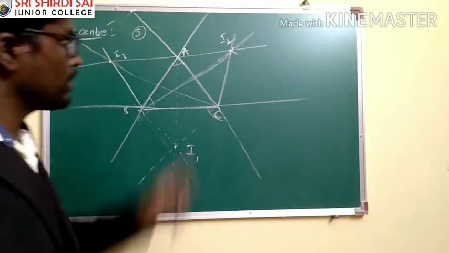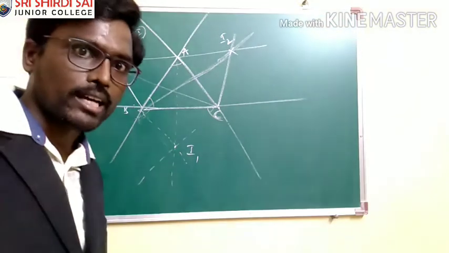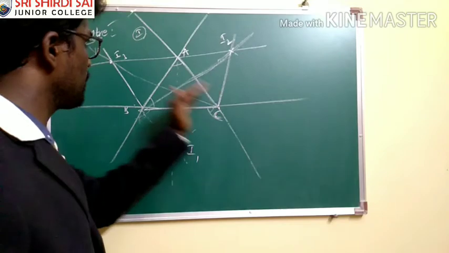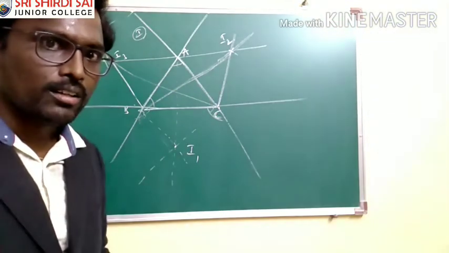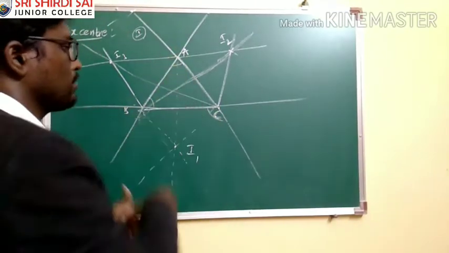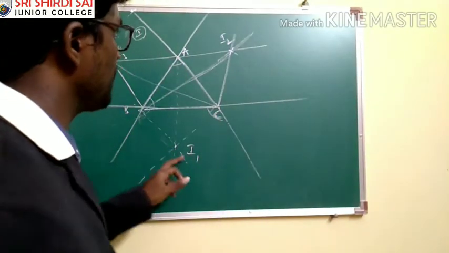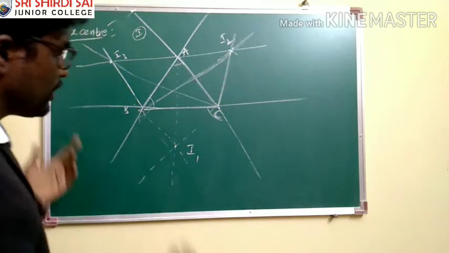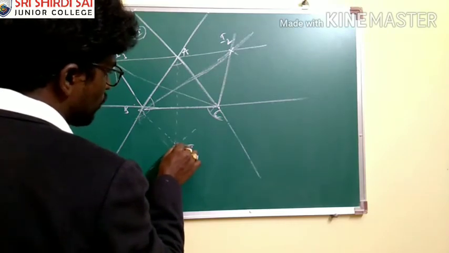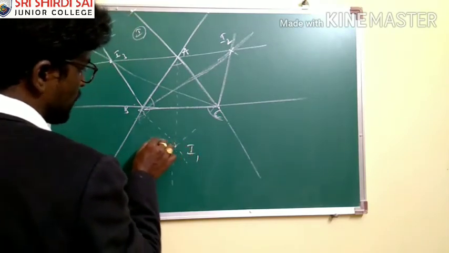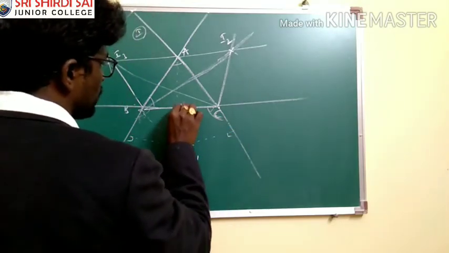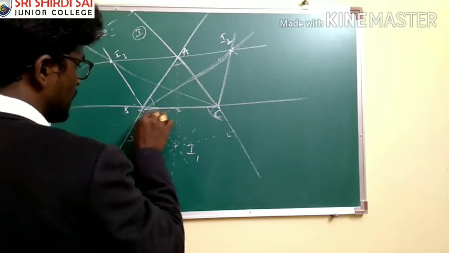So for triangle ABC, we can take three excenters, which are opposite to vertex A, opposite to vertex B and opposite to vertex C. While taking the excenters, we take two angular bisectors of external angles and one internal angle bisector. Those centers we denote by I1, I2 and I3. With these centers I1, I2, I3, with the radius which is perpendicular to this, similarly perpendicular to this, with this particular radius we can take the circles.